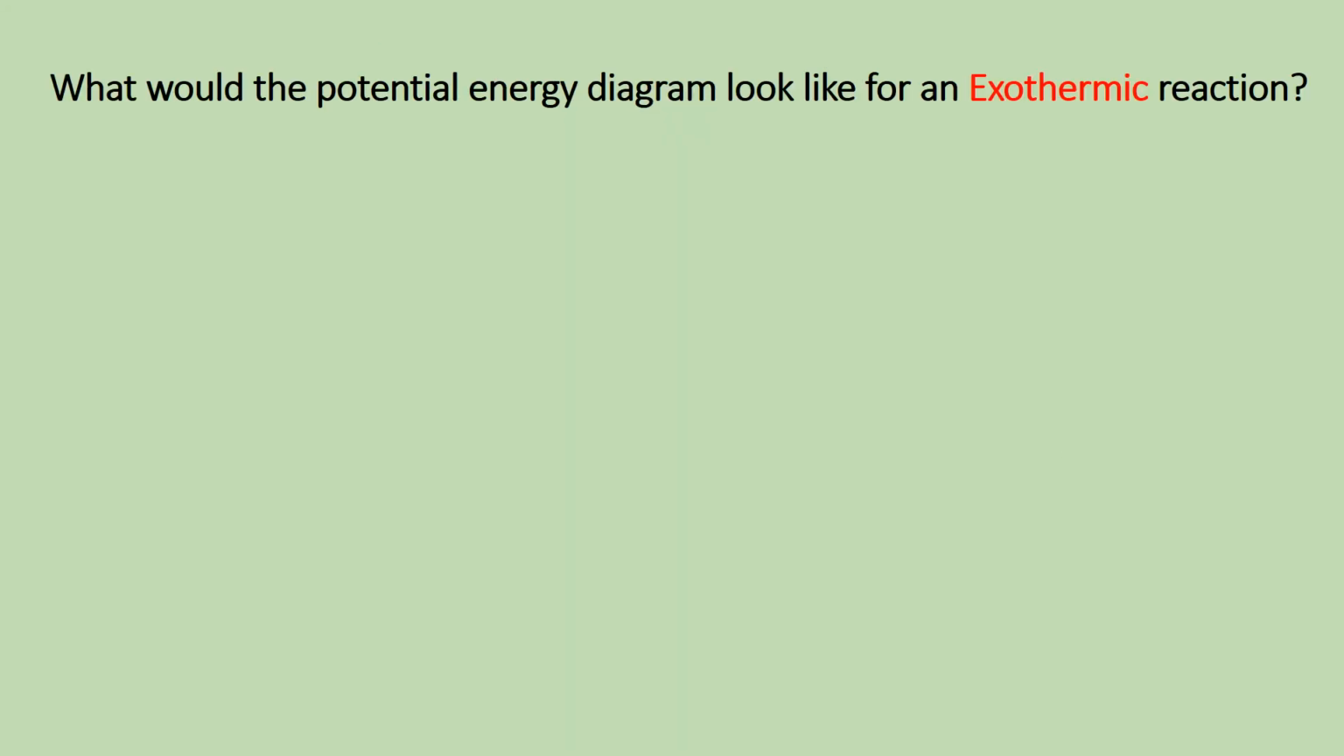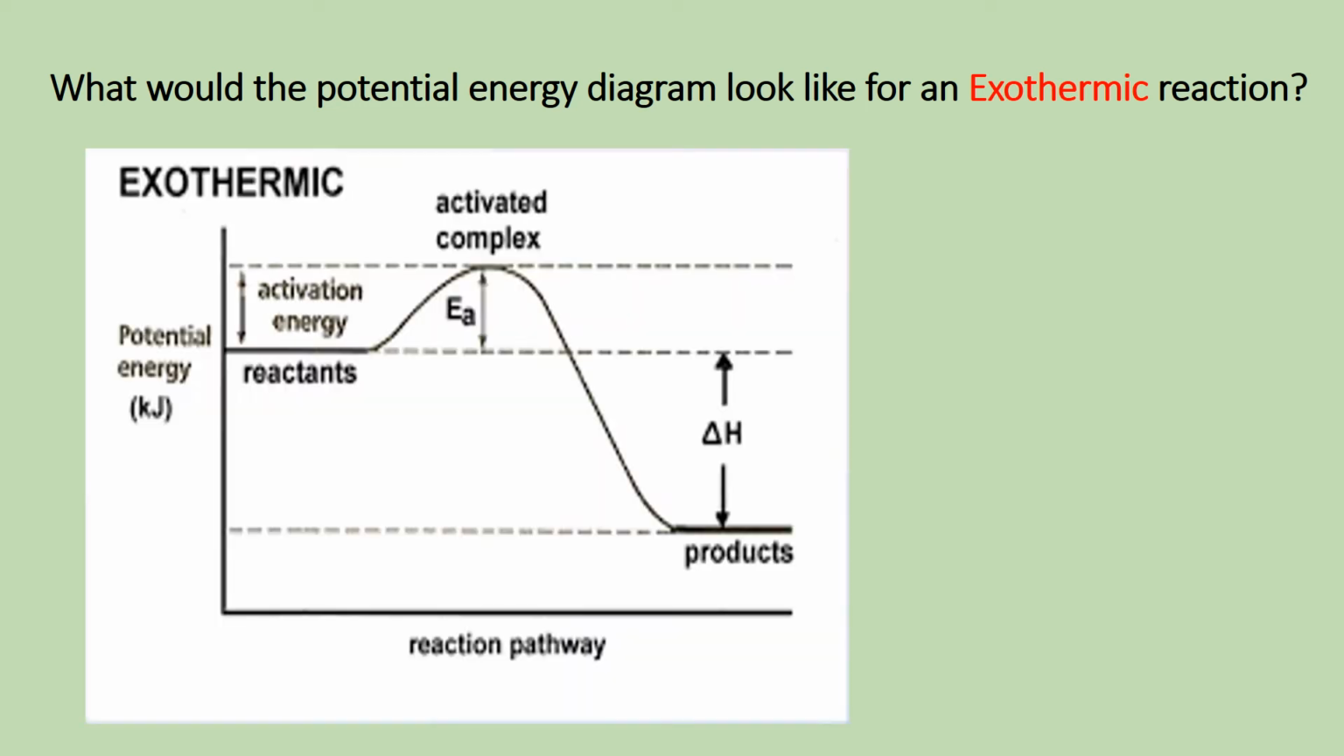What do you think the potential energy diagram would look like for an exothermic reaction? Here it is, the same basic shape. We have reactants and products. We have activation energy to get us up over the hill. But notice here, the delta H goes down. The products are lower than the reactants. For an exothermic reaction, the delta H is negative, indicating a loss in energy by the reaction.